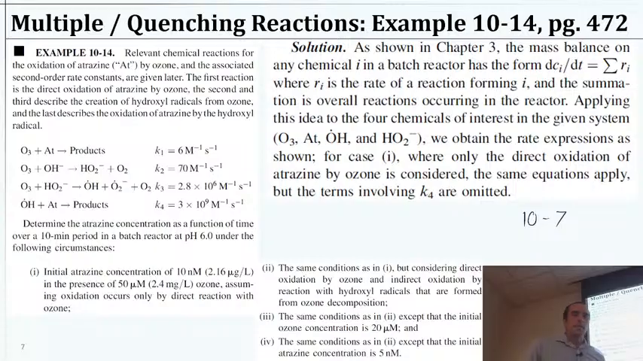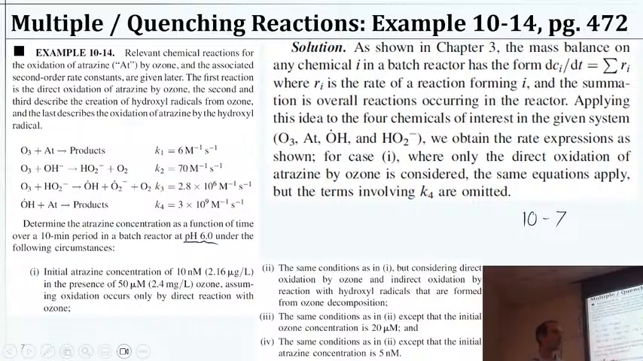Okay, so then the problem goes on and says determine the atrazine concentration as a function of time over a 10-minute period in a batch reactor at pH 6 under the following circumstances. Now, one thing to note is we're at pH 6, and even though we are potentially consuming some hydroxide, some OH minus, which would change the pH, there's probably either a buffer to keep it there, or we're going to make an assumption that part of one of these reactions is counterbalancing that, or it's such an insignificant amount that we're not changing the pH. We're just told that it's pH 6. So we're going to keep the pH constant and not worry about that part.